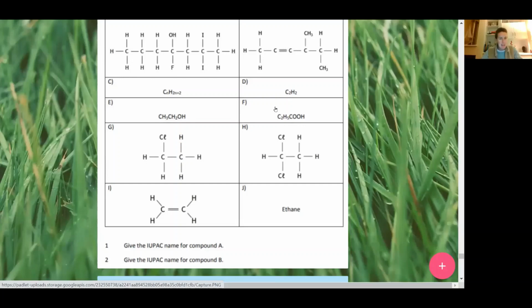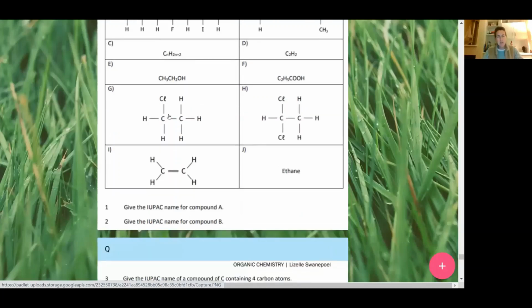It's a carboxylic acid and an alcohol. Of course, an ester and water would form from that. G is just a typical haloalkane, chloroethane, of course, and this is your dichloroethane. This is an alkene, ethene, and an ethane.